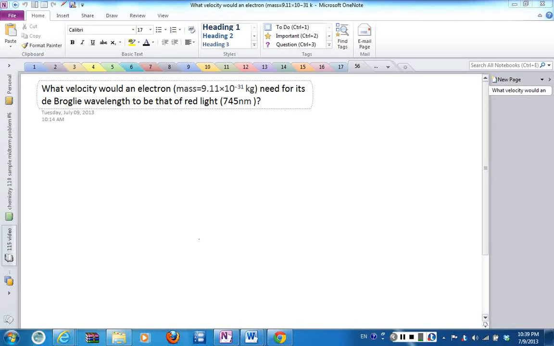What velocity would an electron with mass of 9.11 times 10 to the negative 31st kilograms need for its de Broglie wavelengths to be that of the red light at 745 nanometers? Okay, so de Broglie wavelengths.